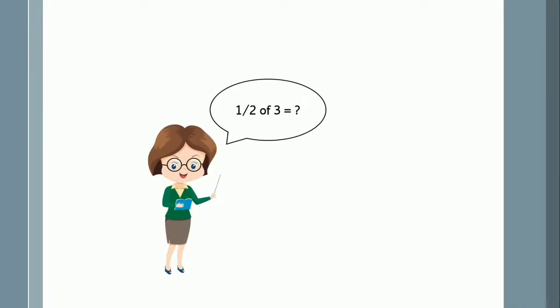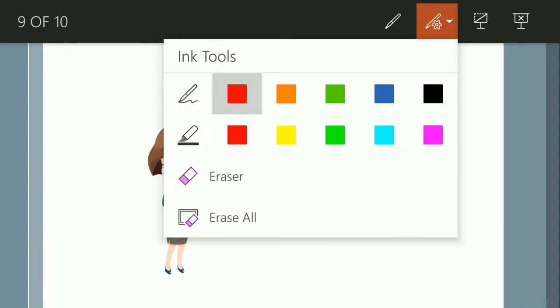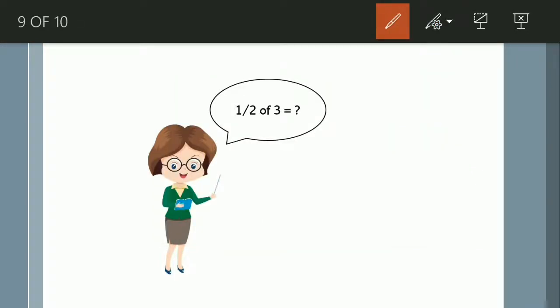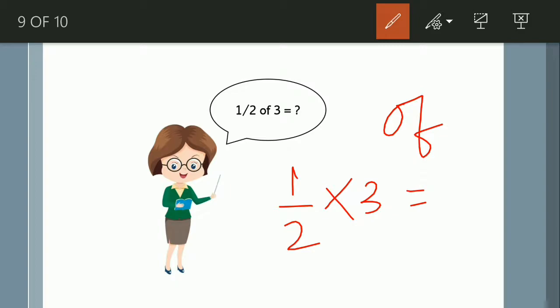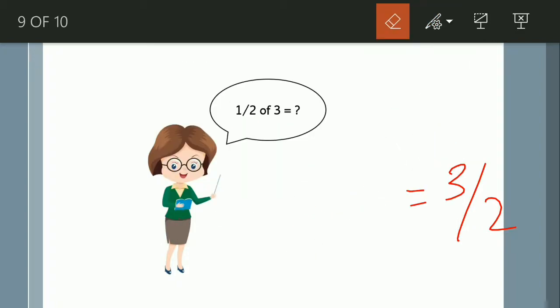Then see what is the next. Yes. There is 1 by 2 of 3. How can we do it? Yes. Rohitansu, you tell. 1 by 2 of means what? Yes, good. Of means multiplication. 1 by 2 into 3. Then what we get? 3 by 2. Very good, Rohitansu.